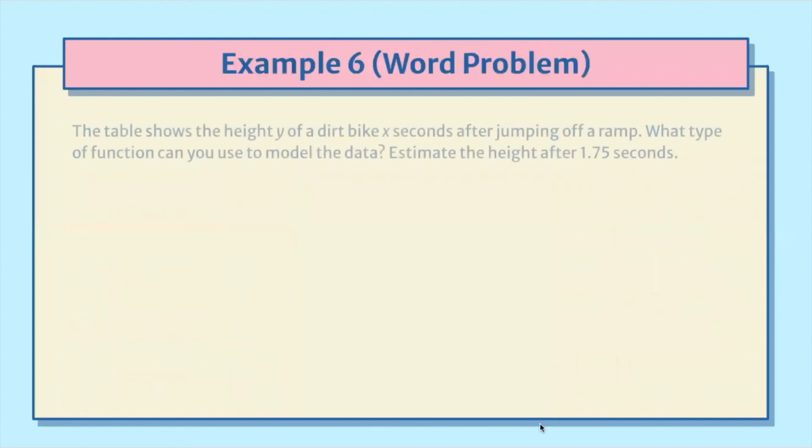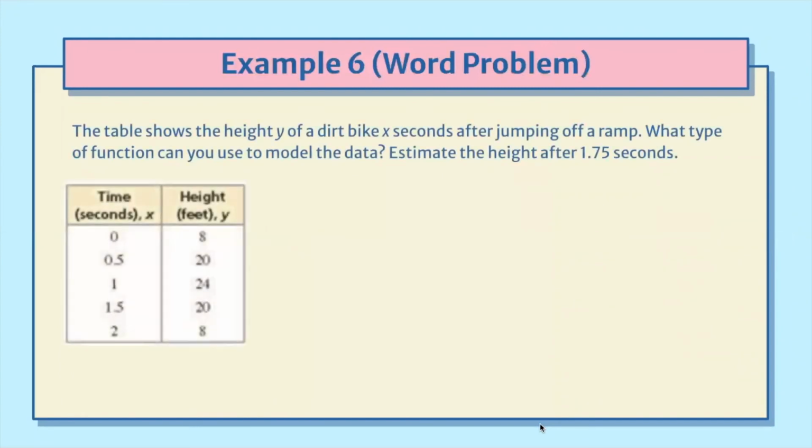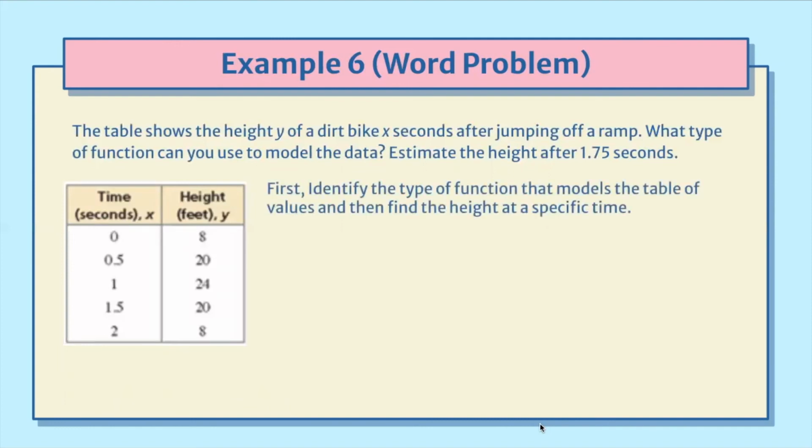So now we have a word problem. The table shows the height y of a dirt bike x seconds after jumping off a ramp. What type of function can you use to model the data? Estimate the height after 1.75 seconds. So first, we're going to identify the type of function that models the table of values, and then we're going to find the height at that specific time.